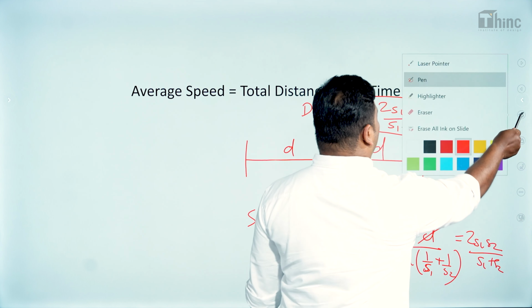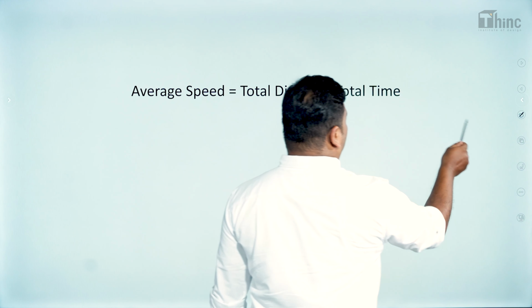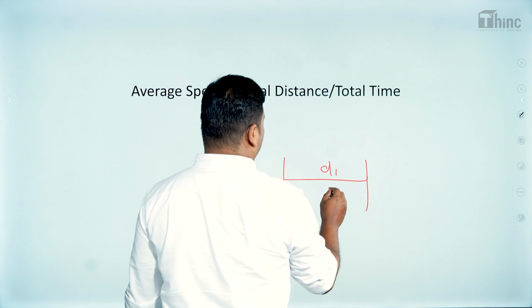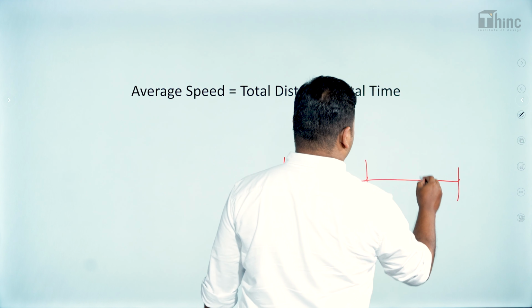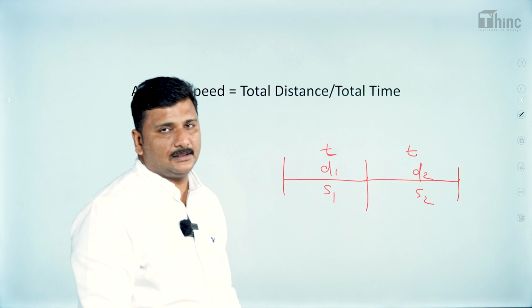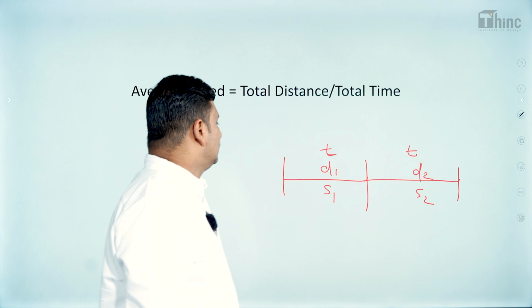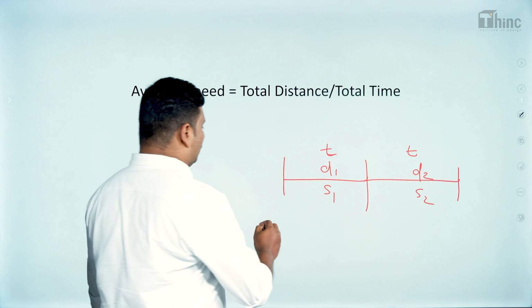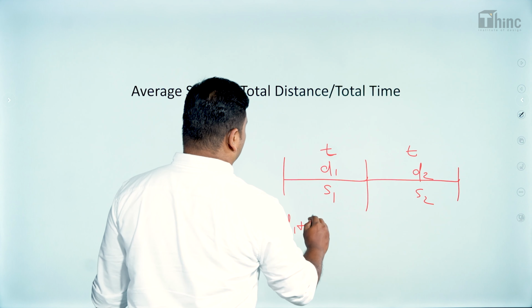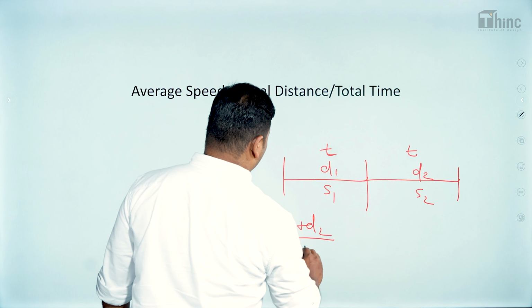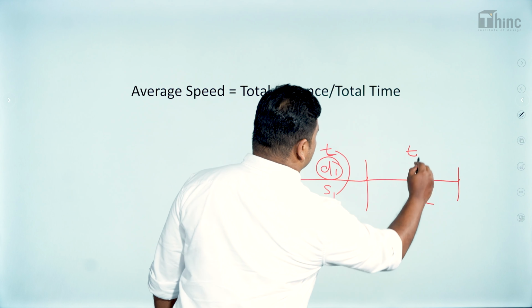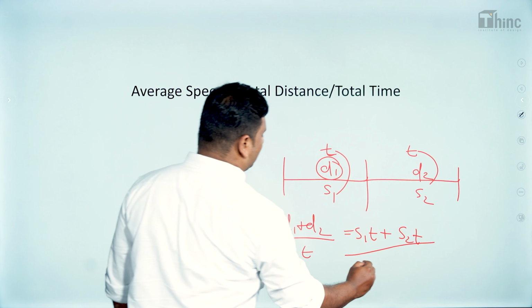Okay, so likewise, if time is constant, let's say a person travels a particular distance d1 at a speed of s1 and then d2 at a speed of s2, but the time taken is the same in each stretch. So if time is constant, what will be the average speed? The total distance is d1 plus d2. So average speed is total distance, that is d1 plus d2, by total time, which is t plus t, that is 2t. And distance is speed into time, so it is s1t plus s2t, that is the total distance divided by the total time 2t.